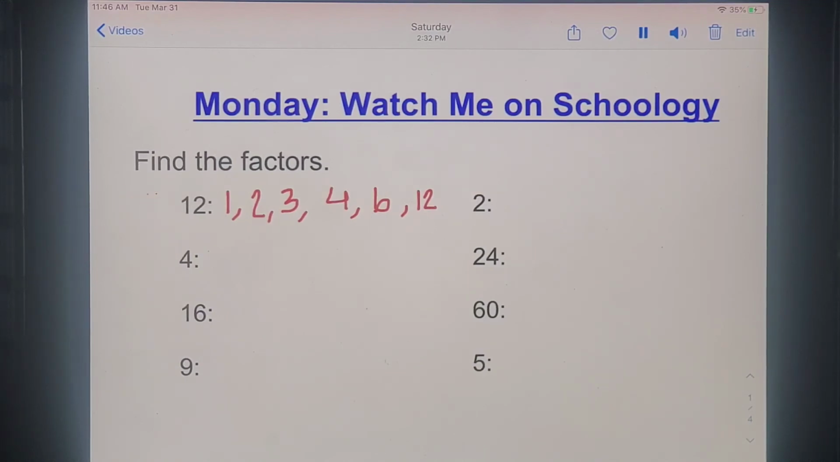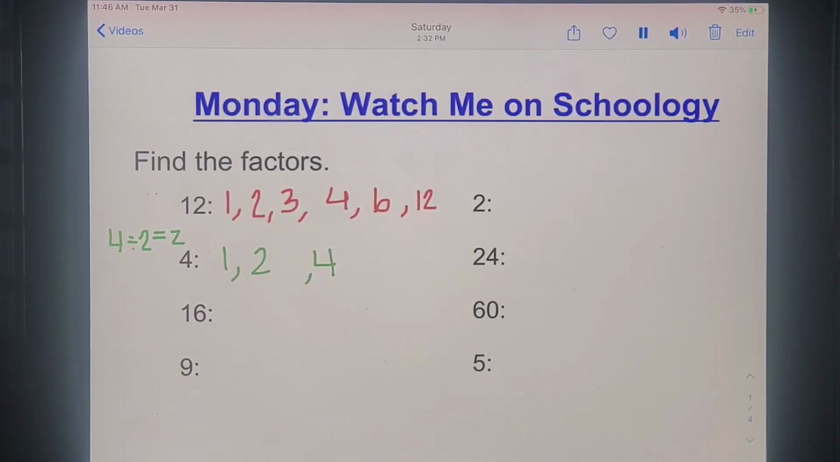So now we can try our next one. Let's find the factors of 4. So we start with 1 and 4. In your calculator, do 4 divided by 2. And then when you hit equals, you will get 2. So since we have 2 and 2, those are the same, so we can just write 2 one time.